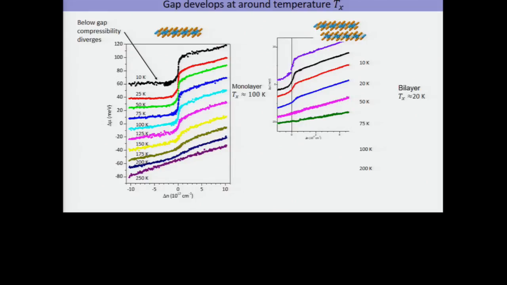Another interesting thing is that we see that at lower densities, this becomes flat here. The chemical potential becomes independent of density. That means the compressibility diverges. You can keep adding electrons to the WTe2 when you're in this regime, and the chemical potential doesn't go up. And then when you get to this point, it suddenly jumps up. Okay. Something similar but weaker happens at lower temperatures, as expected, in the bilayer.